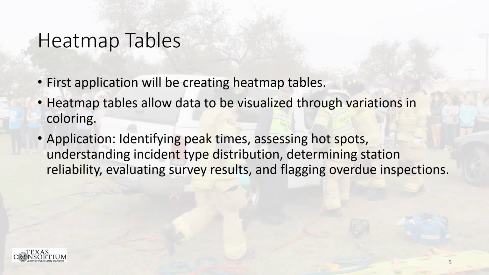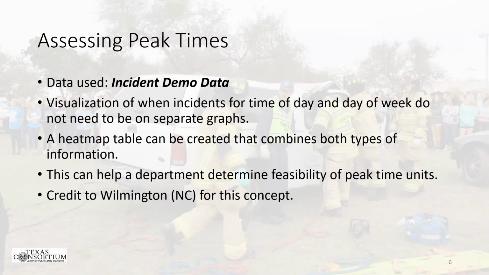Heat map tables. The first application will be creating heat map tables. You'll visualize different shades of colors so you can see activity levels. You can use this to identify peak times, assess hotspots, understand incident type distribution, determine station reliability, evaluate survey results, and flag overdue inspections. Assessing peak times: the data in use, like I said, will be incident demo data.